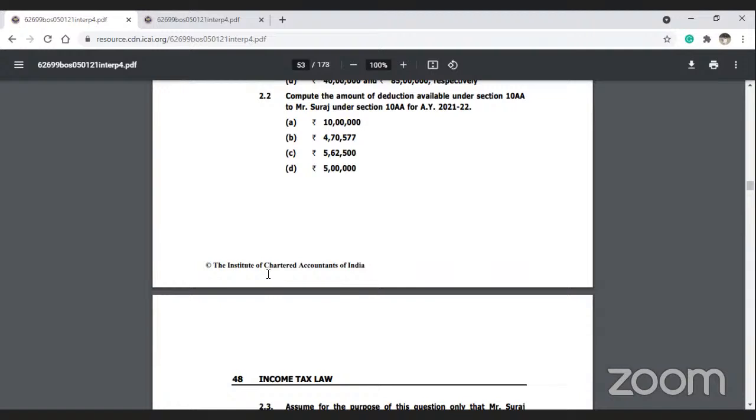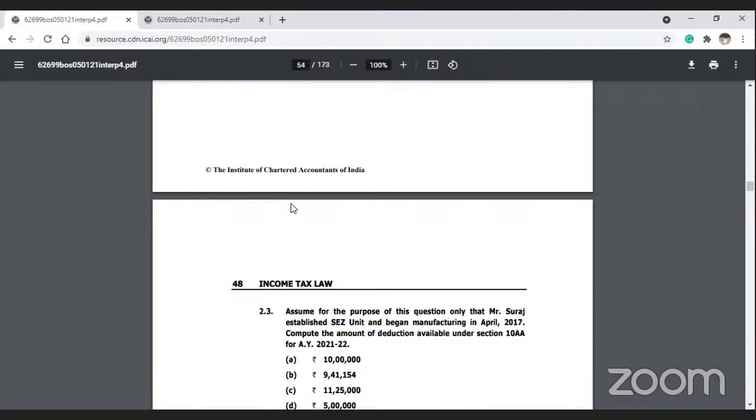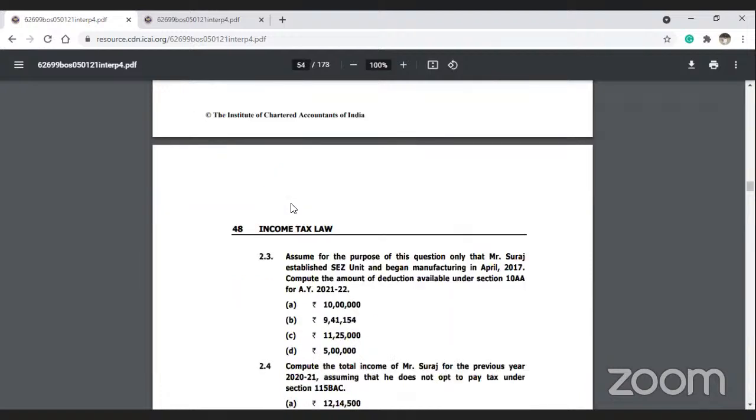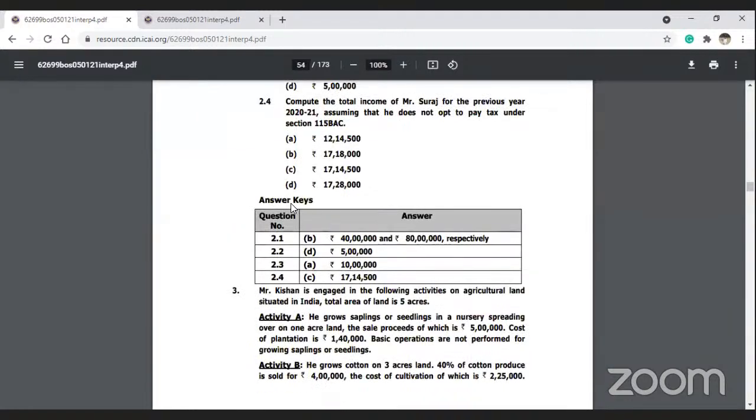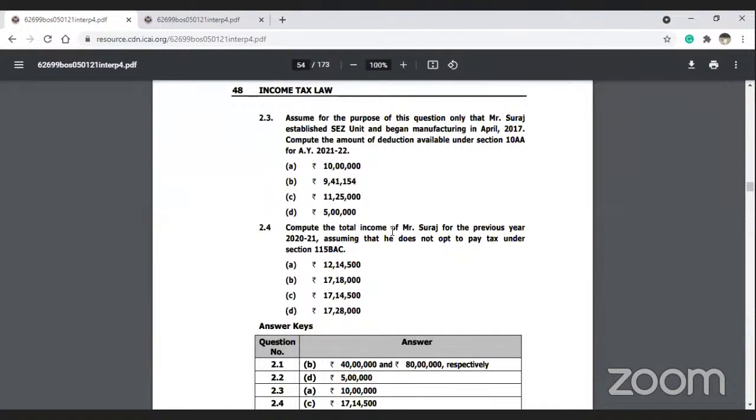Everyone fine with this question? Yes. Should we go to the next question? Assume for the purpose of this question only that Mr. Suraj established SEZ unit and began manufacturing in April 2017. Compute the amount of deduction available under section 10AA for AY 21-22. That is 10 lakhs. Yes, 10 lakhs.